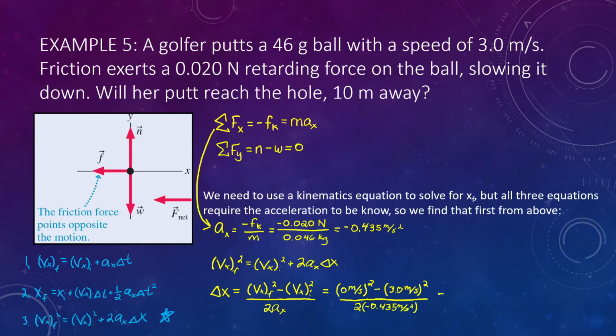So just plug this into your calculator. Notice that the negatives are going to cancel each other out and give us a total distance traveled for the ball of 10.3 meters. Well, the hole is 10 meters away. The ball can travel 10.3 meters. So our answer is yes. The putt can make it to the hole based on the information given to us.